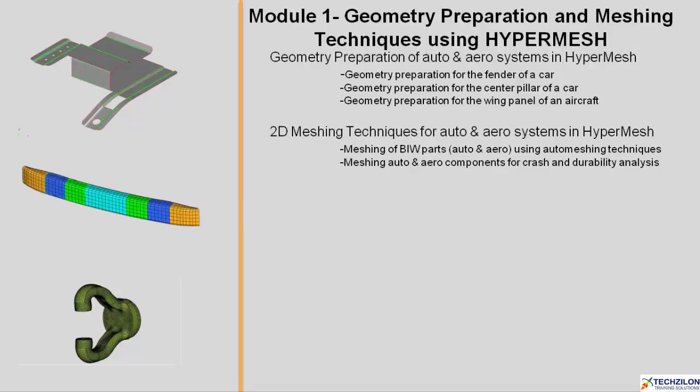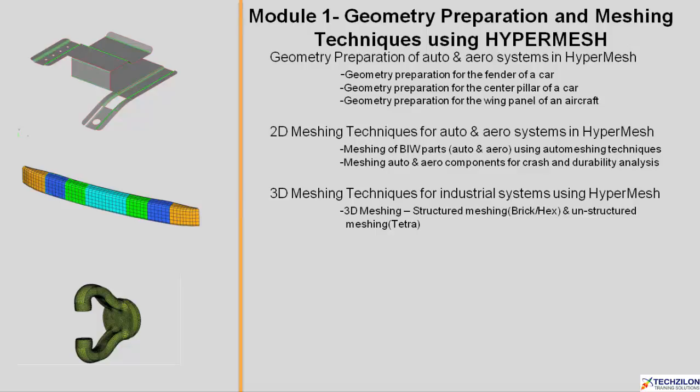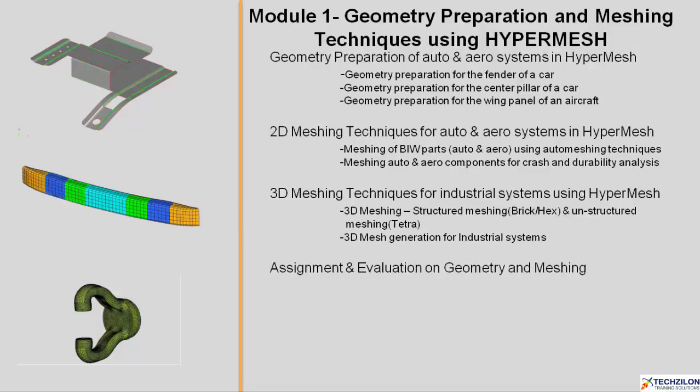We will later move on to 3D meshing techniques for industrial systems using HYPERMESH. This will consist of 3D meshing, structured meshing consisting of brick or hexa elements, and unstructured meshing consisting of tetra elements. We will also learn about 3D mesh generation for industrial systems. At the end of the module, you will have assignments and evaluations on geometry and meshing.